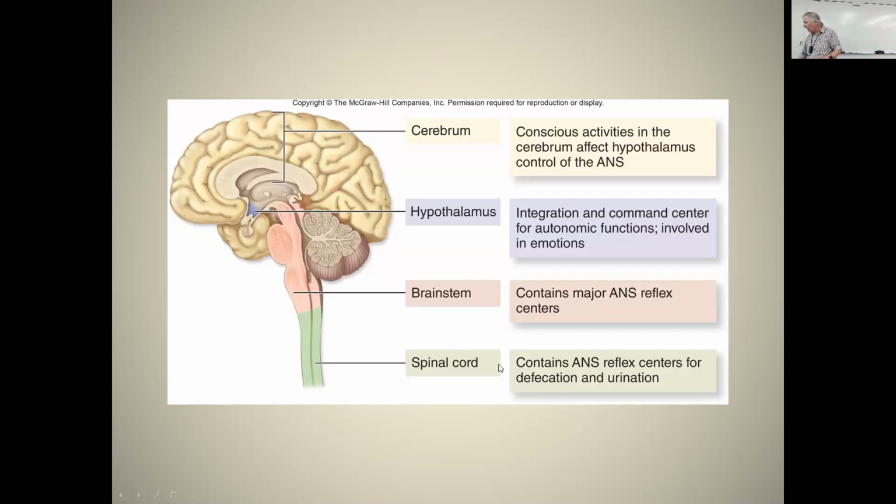Brainstem contains major autonomic nervous system reflex centers. Remember, there's the cardiovascular center, the vasomotor center, which controls smooth muscle in blood vessels, and the breathing center. Of course, that's somatic. Then spinal cord: ANS reflex centers for defecation and urination. Those just go right into the spinal cord and back out to the anus or the urethra to open up the internal sphincters. So all those areas are central control of autonomic function.